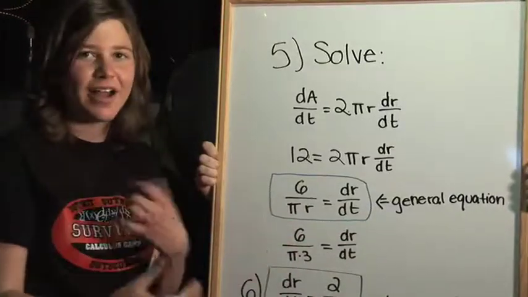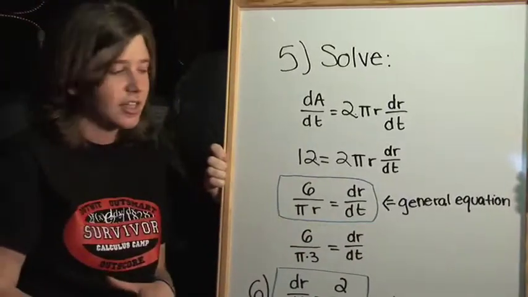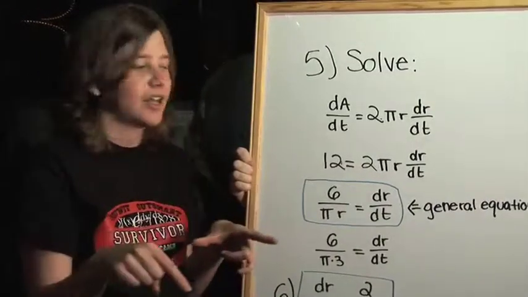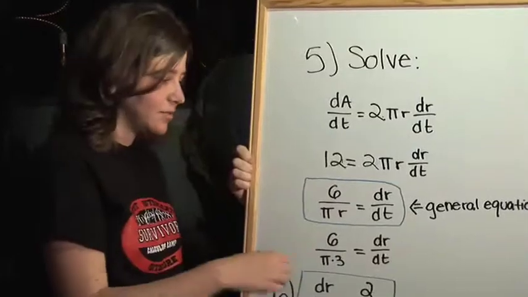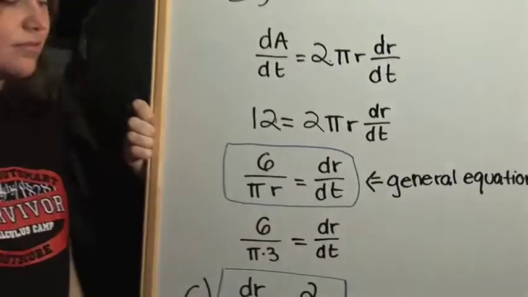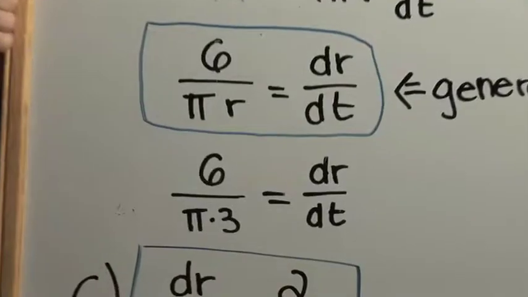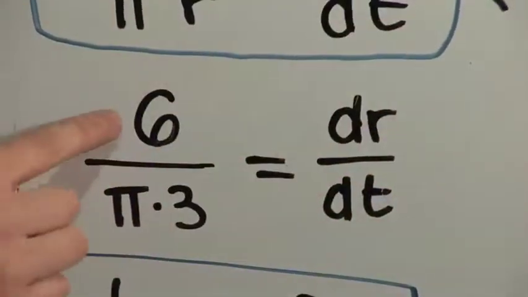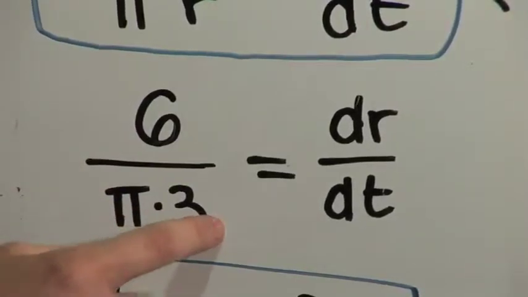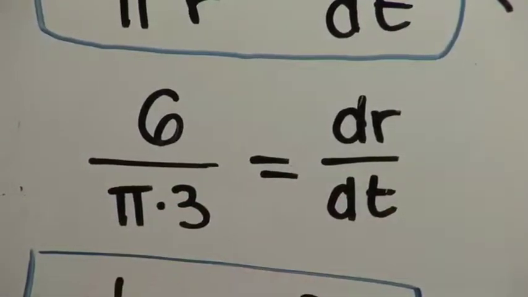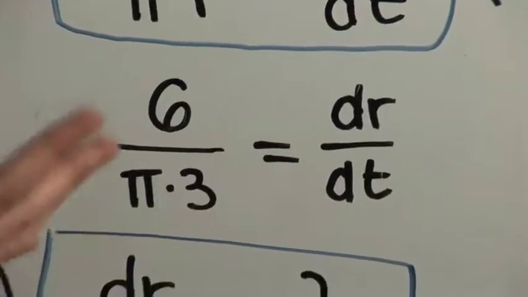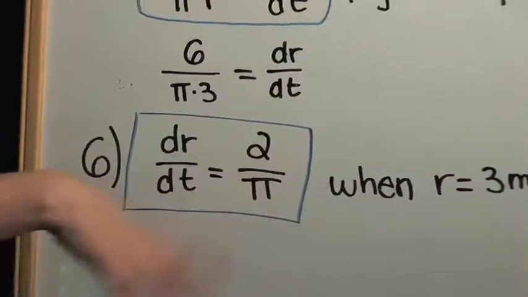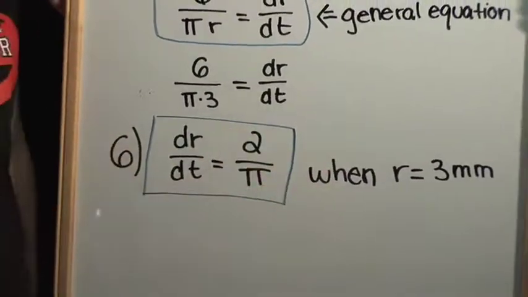And if we wanted to find the rate at which another radius is changing, like any radius that the circle of bacteria is changing at, all we can do is we say, let's try radius equals 3 millimeters. So here we would plug in 3 into the general equation, and we would say 6 over pi times 3 equals dr/dt. And then after we do some more algebra, we can figure out that dr/dt equals 2 over pi, when the radius equals 3 millimeters.